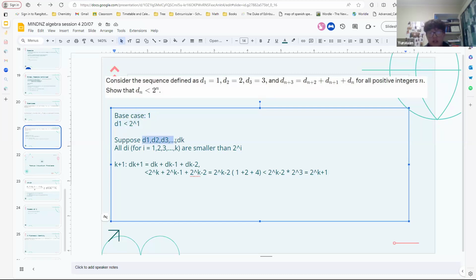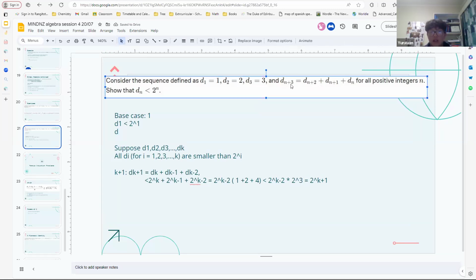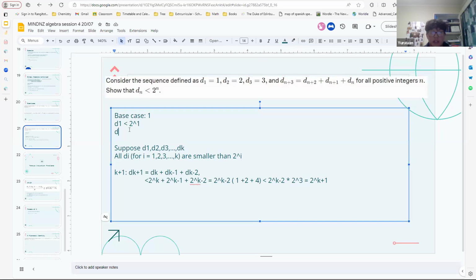And by strong induction, we assume it's true all the way to dk. And then from our assumption, we can just replace the terms in the equation for d(n+3), which we replace with d(k+1), to show that it's smaller than 2^(k+1). Our base case needs multiple terms because we use the d(n+3) equation. So we actually need to show the base case holds for d1, d2, and d3, in order to use n+3, which must be larger or equal to 4.